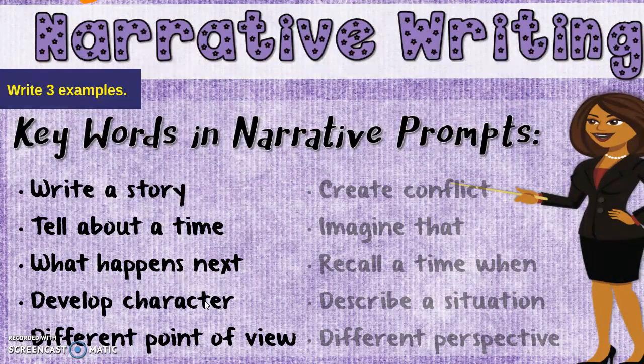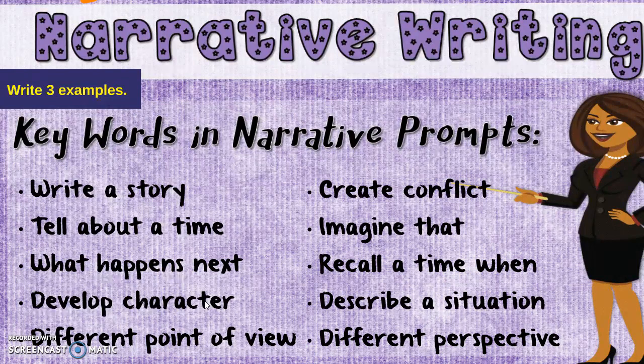If they tell you to, and I have 10 examples for you, you can write down 3, to write a story or develop a character or imagine this has happened or tell about a time or recall a time when this has happened, you are telling a story. You're writing a narrative. If they ask you to write in a different point of view, a different perspective, or to create a conflict, any of these things, what happens next, you are writing a narrative. So these keywords kind of give you that little extra edge.